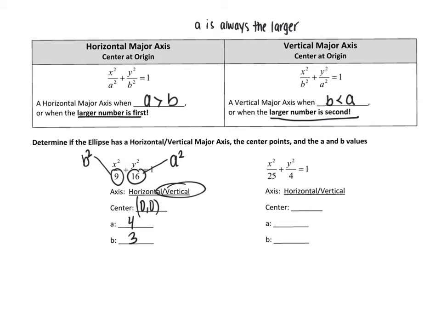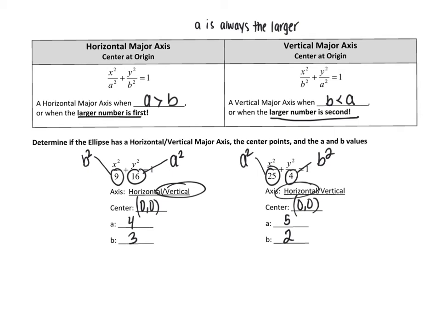So let's look at example number 2. Find the larger number. The larger number comes first. Therefore, since the larger number is first, we have a horizontal major axis. Again, the center is 0, 0. And since the larger number is a squared and the smaller number is b squared, we can just take the square root respectively to find the a and b values.